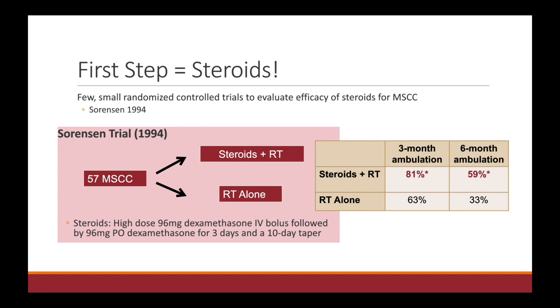And so they found that the patients that received steroids plus radiation had significantly higher ambulatory rates at 3 and 6 months versus patients that received radiation alone. So at 6 months, the ambulatory rates were almost 60% versus 30% with radiation alone. So as you can see, steroids definitely are helpful.